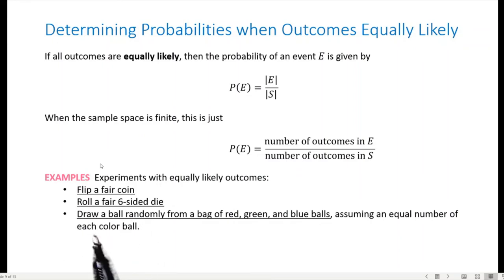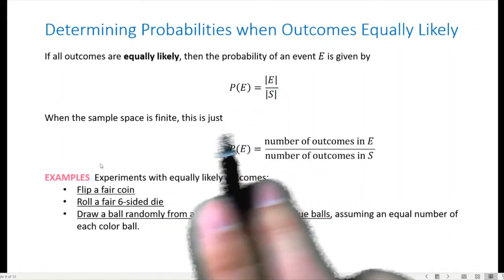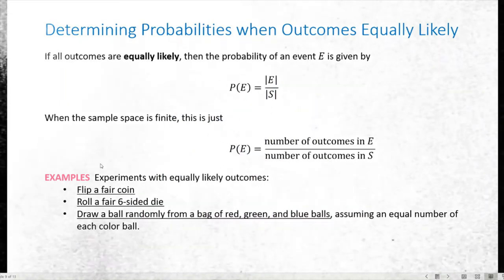Drawing a ball randomly from a bag of red, green, and blue balls, assuming an equal number of each color. If there's the same number of red, blue, and green balls, say six of each, then it's just as likely to draw a red as it is to draw a green or a blue. So these would be equally likely outcomes, and I could use this probability method.